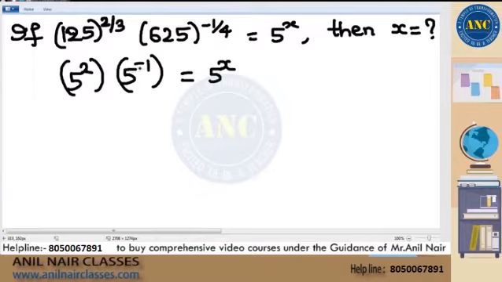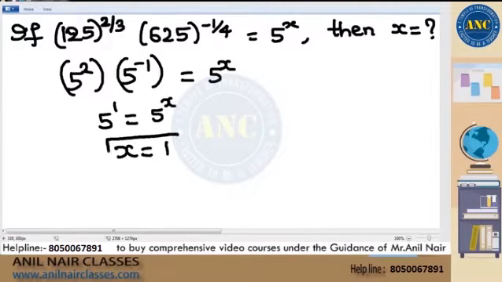So 5 power 2 into 5 power minus 1 is nothing but 5 power 1, equal to 5 power x. Powers are different, bases are same. So equate the powers. So x value will be equal to 1. Simple. The answer is that the value of x is equal to 1.